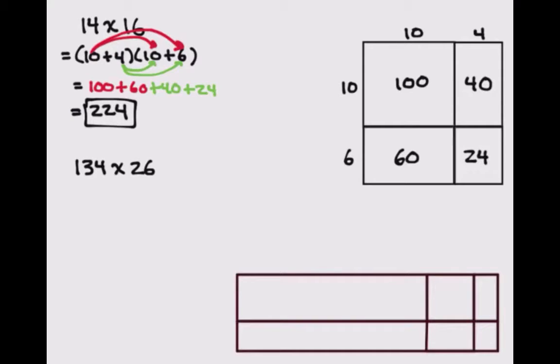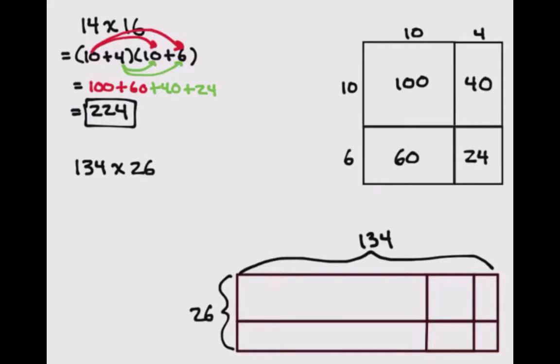Let's try another one. 134 times 26. Now, if I ask you to multiply those two, maybe you've got an algorithm by which to multiply a 3-digit number and a 2-digit number. Maybe you have a tricky way of doing it in your head. What I like to think about is a rectangle who has one side of length 134 and one side whose length is 26. So the area of this rectangle should be 134 times 26.